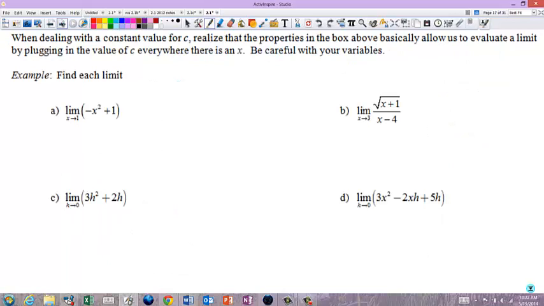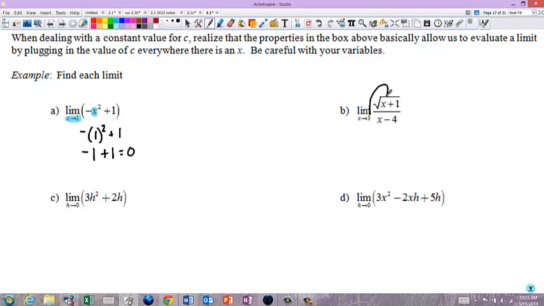Easy enough. Now, when dealing with a constant value of c, realize that the properties in the box above basically allow us to evaluate a limit by plugging in the value of c everywhere there's an x. Now, watch your variables. Find each limit. Now, this is just direct substitution. All we're going to do is, as x goes to 1, we plug the 1 in where the x is. So, it's negative 1 squared plus 1. 1 squared is 1. Negative 1 plus 1 is 0.